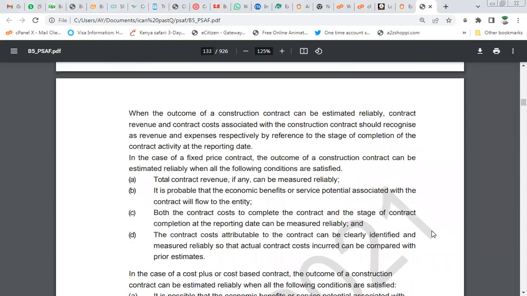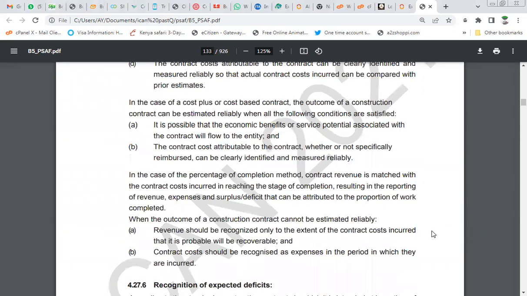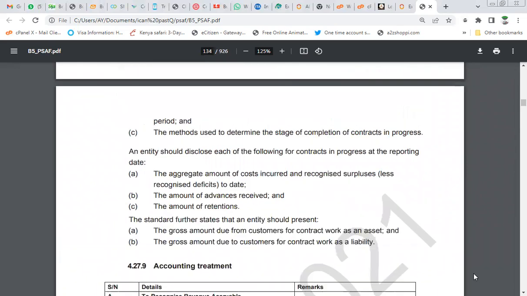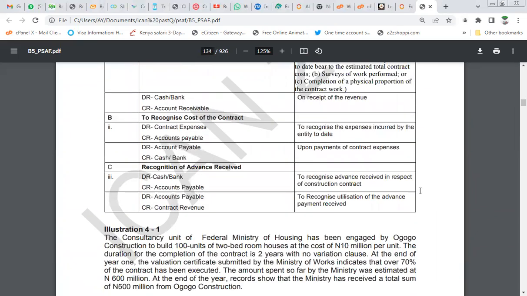If you are doing FR, financial reporting, most of these standards are also in your notes. Recognition of expected deficits, disclosures, you can go through all these. Accounting treatments, you can go through all these. Have an illustration here, or we can't do it right now.